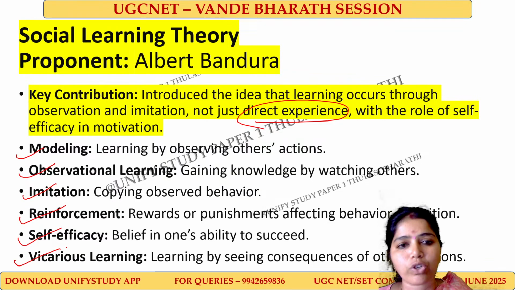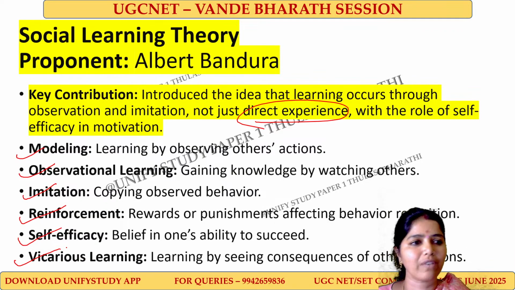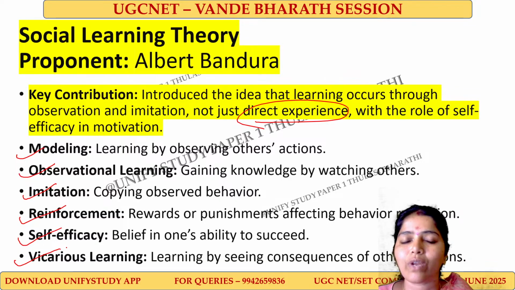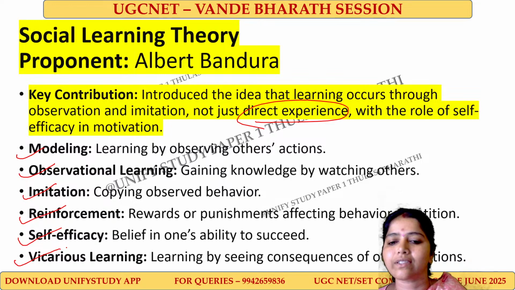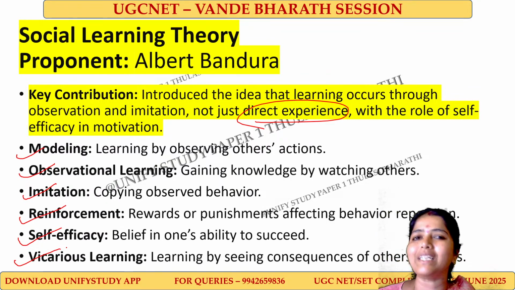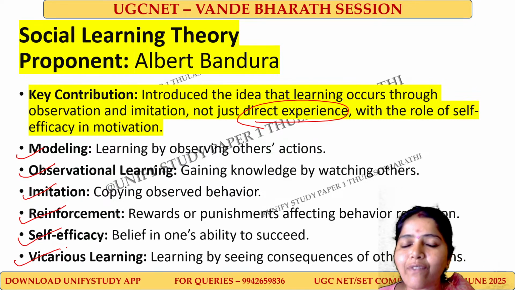Next, reinforcement, which we saw in the first slide. Reinforcement means giving rewards, like giving chocolates, to do that activity again, to encourage them, or giving punishments so they do not do that activity again. That is reinforcement. And self-efficacy is belief in one's ability to succeed. I hope that I have the ability to do something. Self-efficacy.